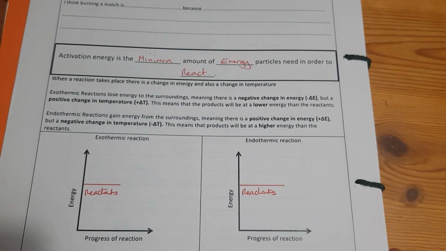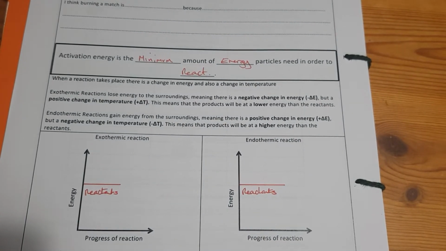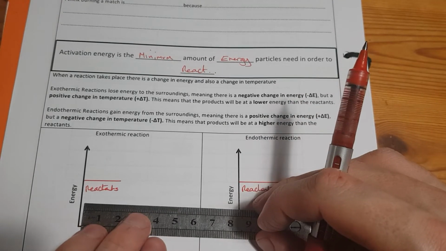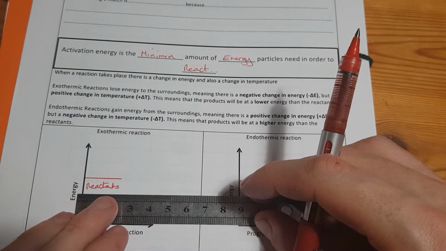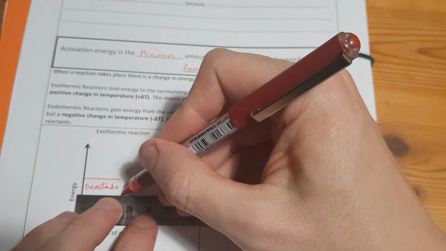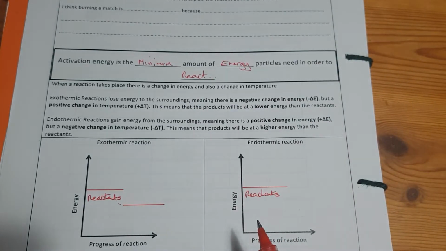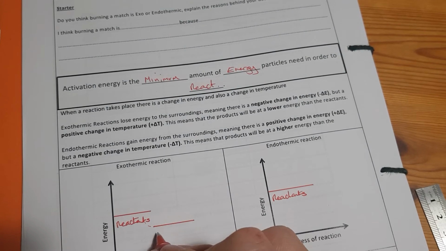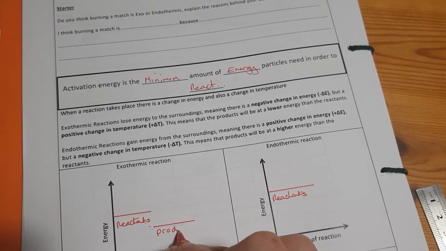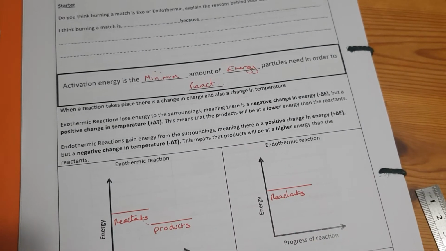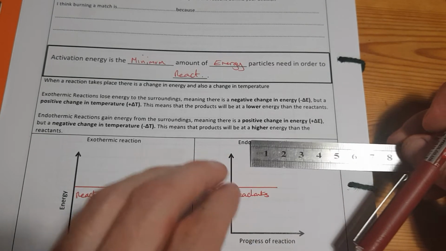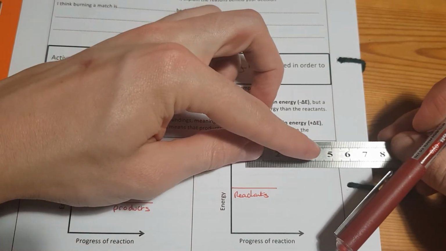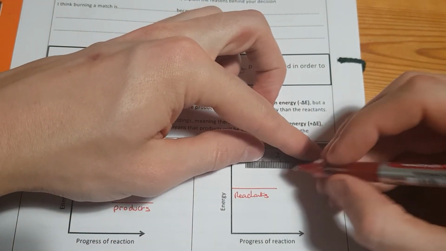And as I just said, in an exothermic reaction, the products are a lower energy than the reactants. Okay, so I'm going to draw a line that's lower energy than our reactants, and that's going to be my products there. And in an endothermic reaction, we have our products having more energy than the reactants. So I'm going to draw my line higher than the reactants.